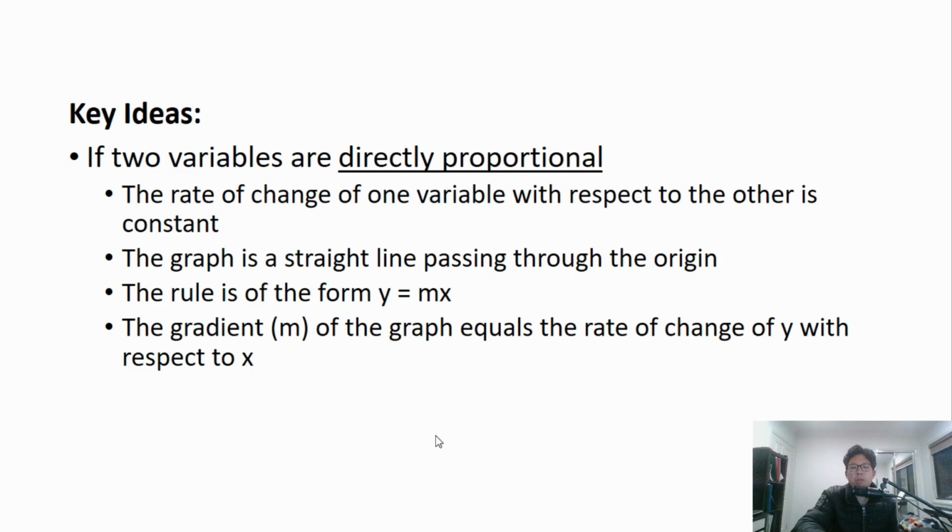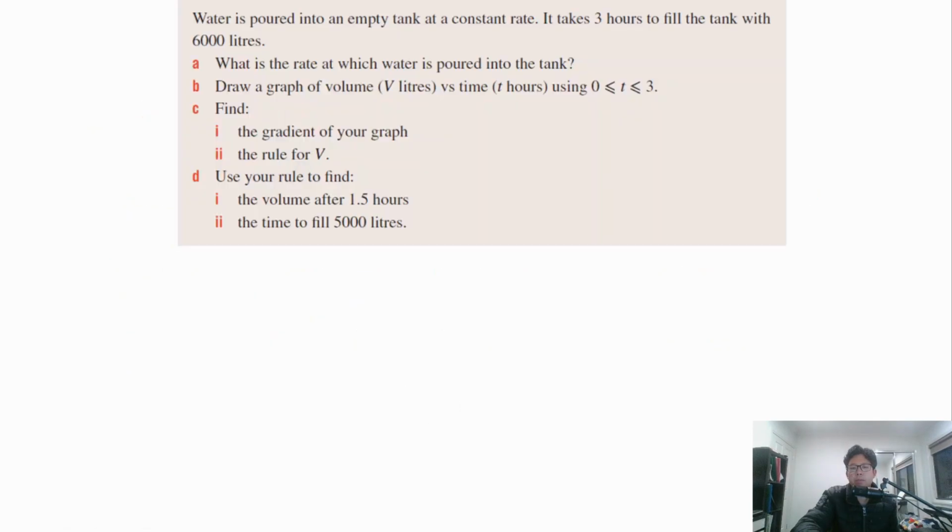That might look like a lot of information and it might not make sense just yet, but it will make more sense when we go through a couple of example questions on the next slides. Let's start by reading this question. It says water is poured into an empty tank at a constant rate. It takes 3 hours to fill the tank with 6,000 liters. What is the rate at which the water is poured into the tank?